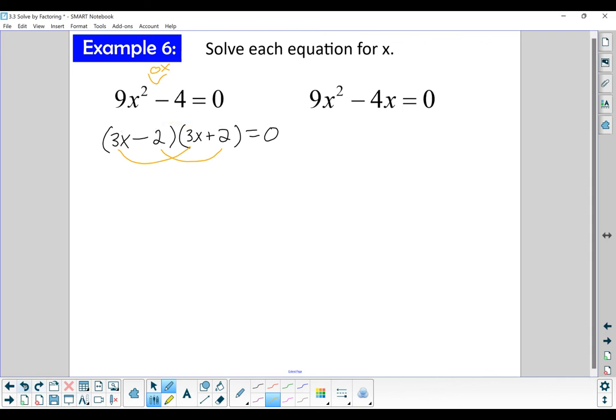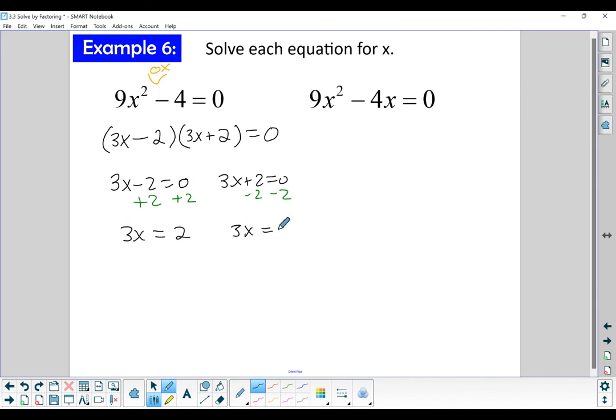Always when you're factoring, you can multiply out your 2 factors to see if you were correct. So our 2 solutions come from our 2 factors. And you can see that they're going to be almost the same, just a sign difference. So we get 3x is equal to 2, or 3x is equal to negative 2. So when we divide by 3, we get positive and negative 2/3, and you can use a plus and minus symbol like that if you want, or you can separate them with a comma.